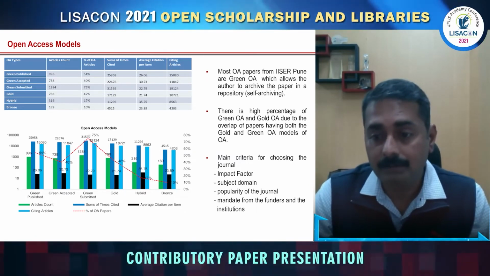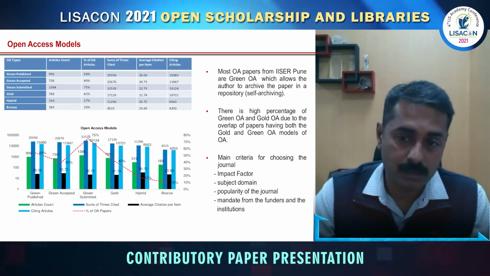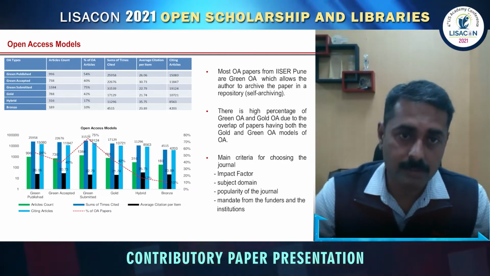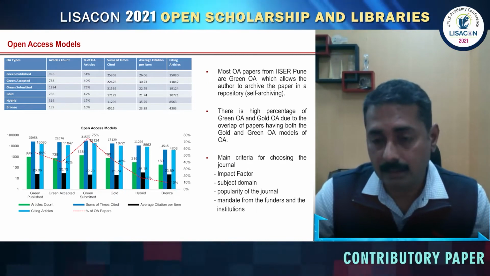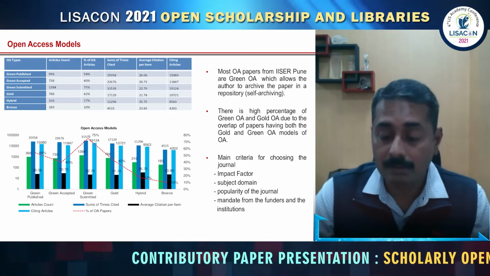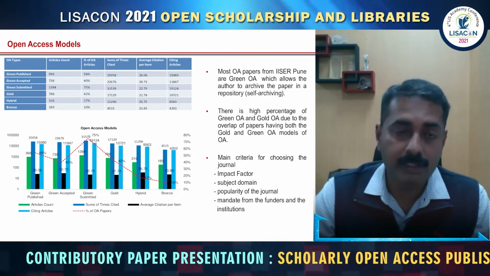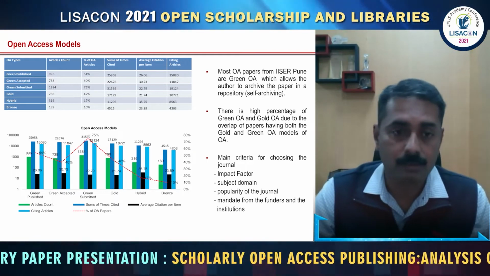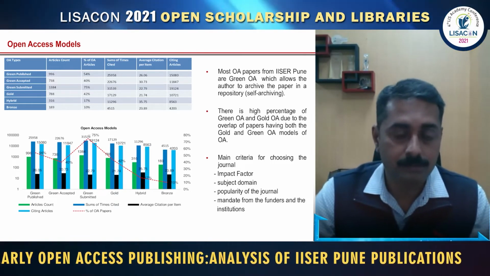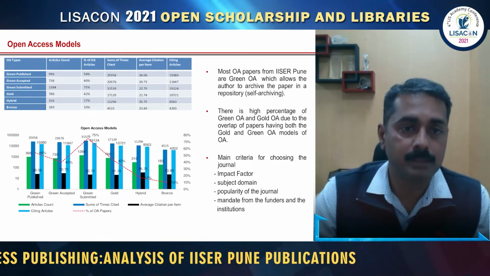Then mandate from the funders or the institutions. Many funding agencies and institutions have a mandate for their researchers to publish papers in open access funded by them. So to meet that mandate, researchers need to publish their papers. So that is one of the main reasons for them to publish their papers in open access models.